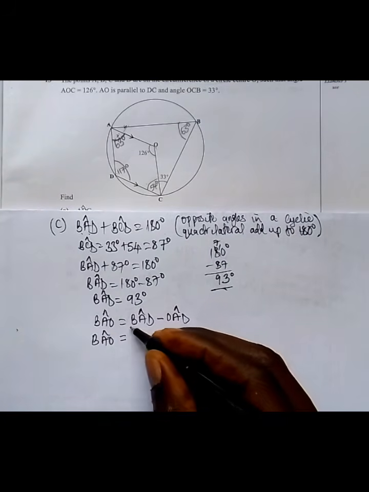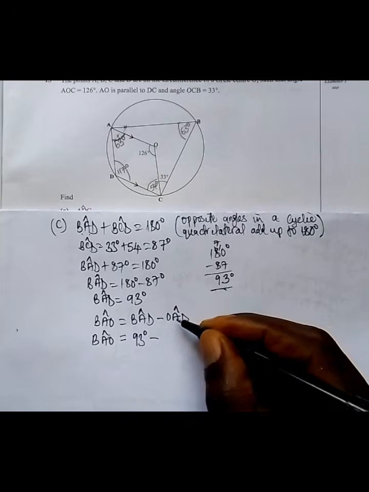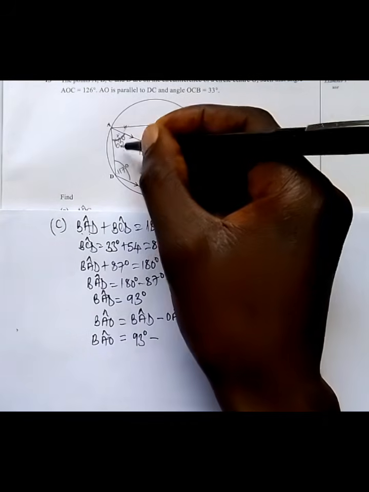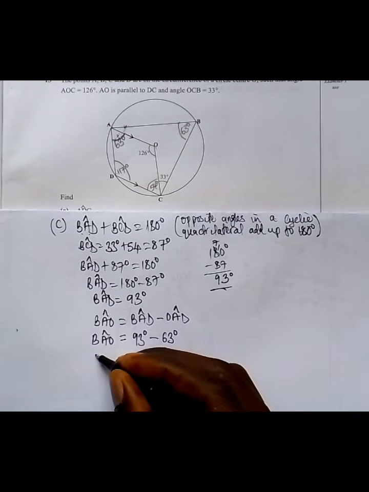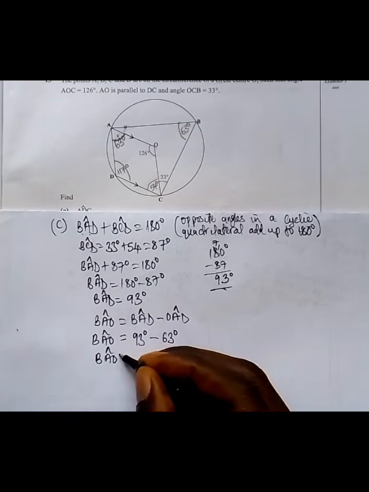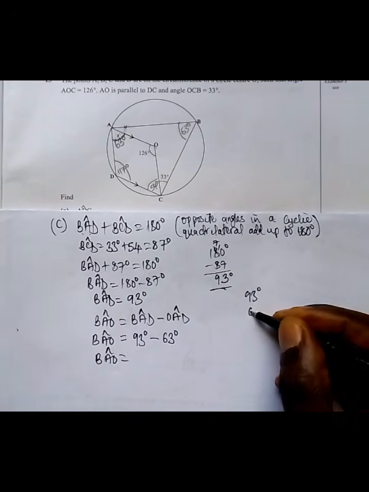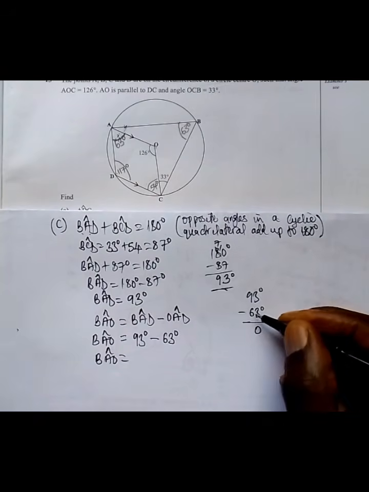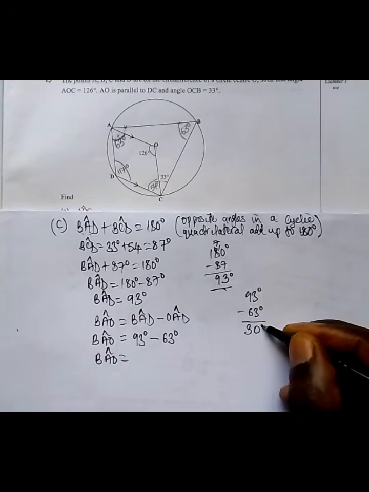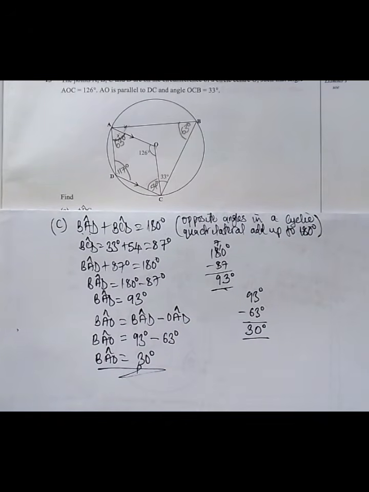Angle BAO is equal to BAD, 93 degrees, take away angle OAD. OAD is this angle, 63 degrees. So the measure gives us 30. 93 degrees take away 63 degrees: 3 take away 3, that's a 0. 9 take away 6, that is 3. So 30 degrees. This means that the angle BAO is 30 degrees.